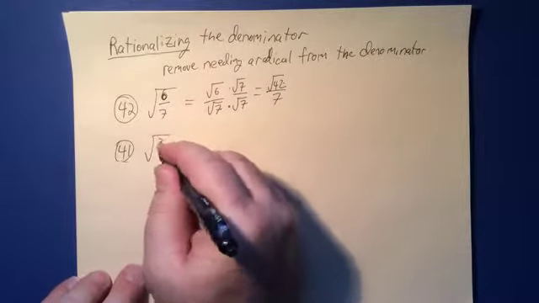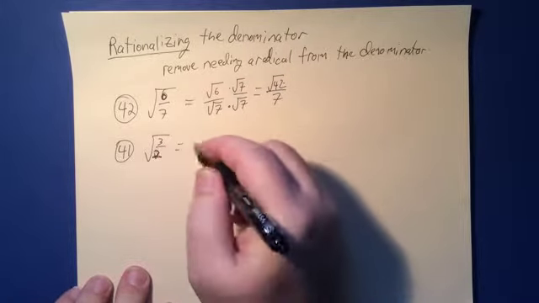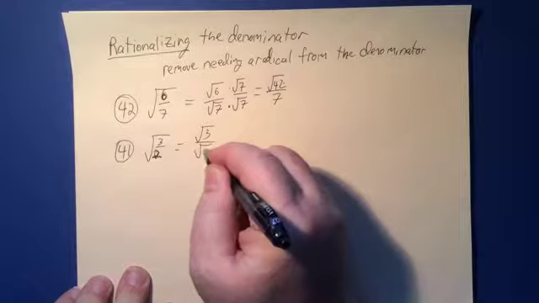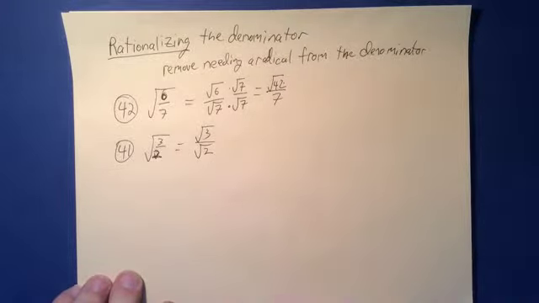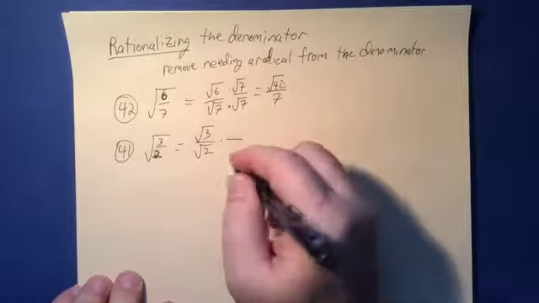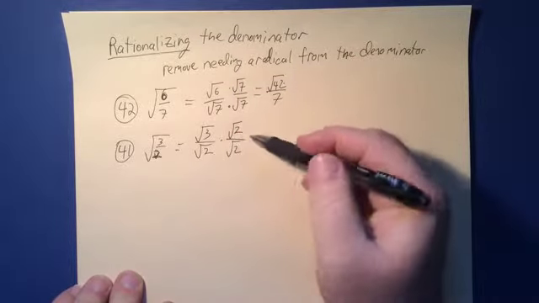I have radical 3 over 2, so I can write this as radical 3 over radical 2. So I see there's a radical 2 down here. I want to get rid of the radical, so I'm going to multiply the bottom by radical 2 and the top by radical 2 because I don't want to change the value.